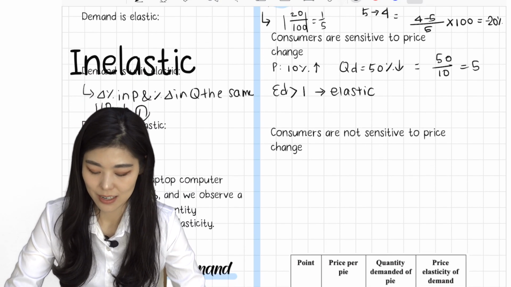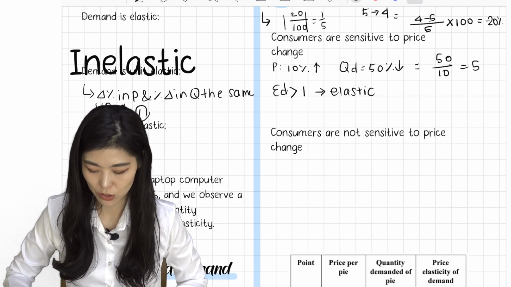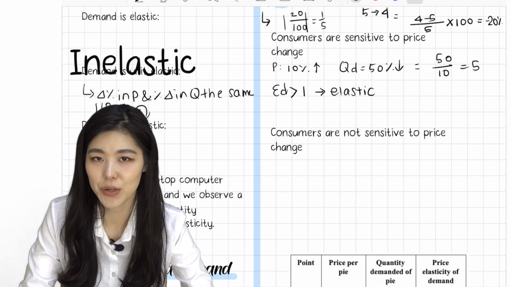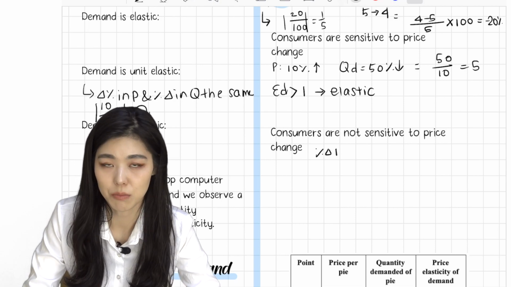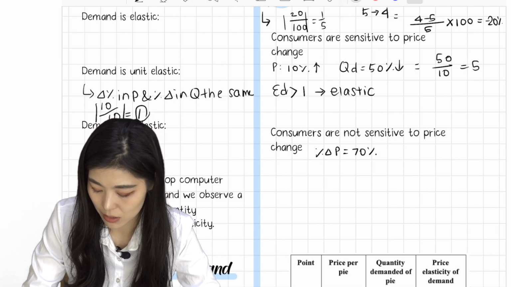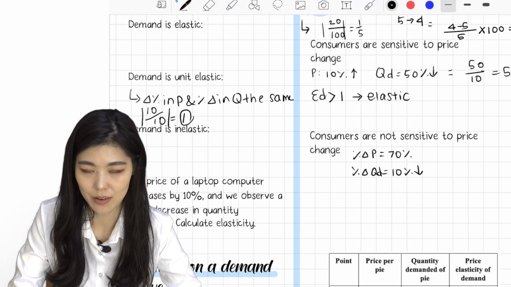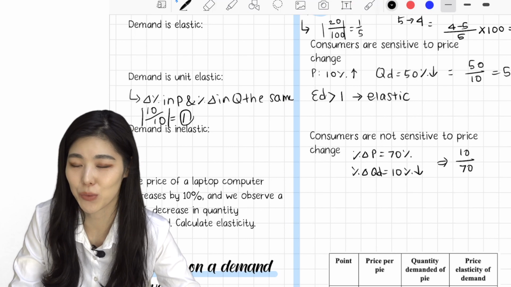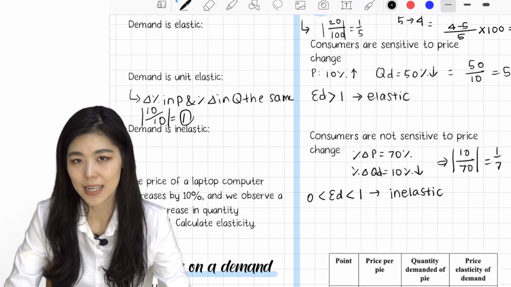Demand is inelastic. It means that you are not sensitive to price change. So even if the prices go up, you will still consume that good. So consumers are not sensitive to price change. For example, even though the suppliers increase their price by 70%, there is only a 10% decrease in quantity demanded. That will give you a number that is lower than 1 but bigger than 0, because we always have a positive number since we ignore the negative sign. When you use the elasticity of demand formula, it's going to be less than 1.